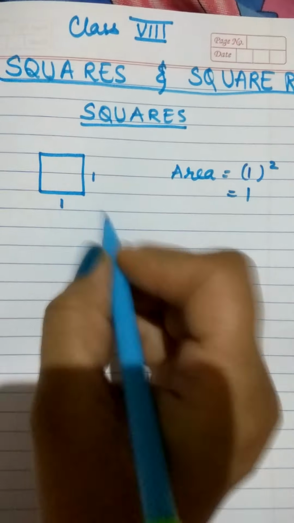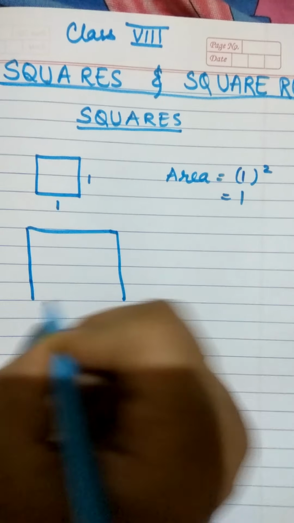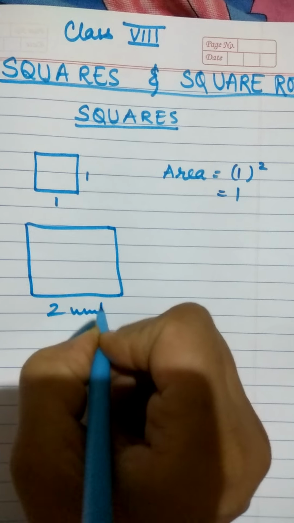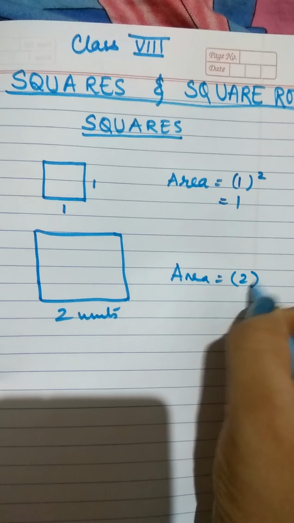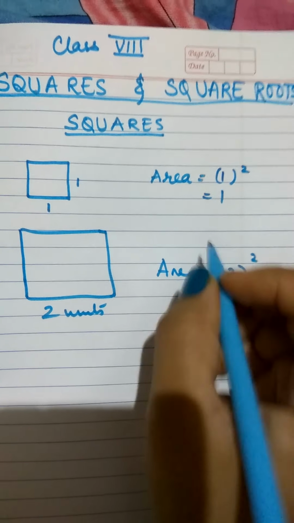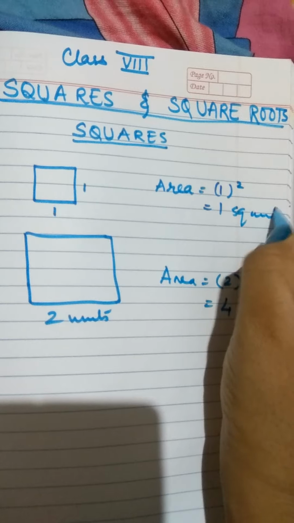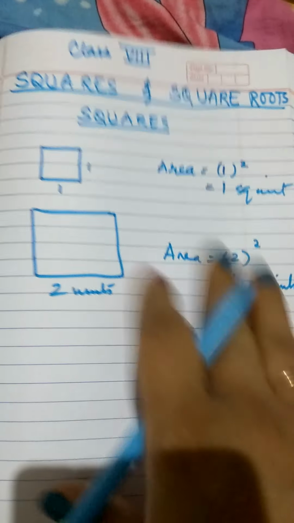Suppose we have a bigger square, and this time my square is having a side of 2 units. Then its area will be equal to 2 square, that is 4 square units. Thus, this is the physical concept of a square.